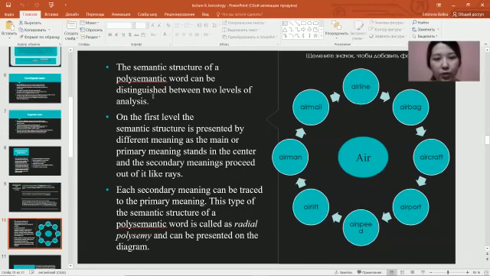The semantic structure of a polysemantic word can be distinguished between two levels of analysis. On the first level, the semantic structure is presented by different meanings, as the main or primary meaning stands in the center and the secondary meanings proceed out of it like rays. Each secondary meaning can be traced to the primary meaning. This type of semantic structure of a polysemantic word is called radial polysemy and can be presented on a diagram. Let us have a look at the diagram.